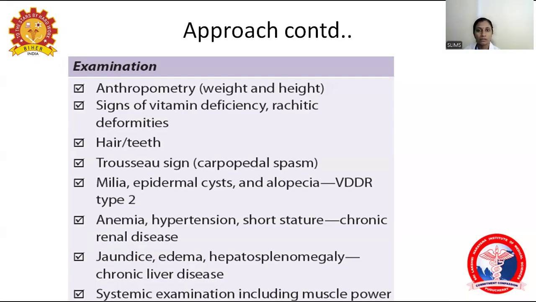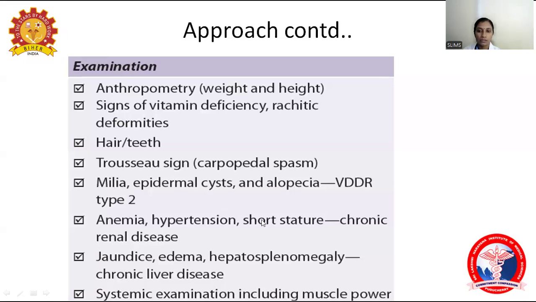Do the Trousseau sign, which is seen in carpopedal spasm. That is the one which I told you about in the OPD: by tying a BP cuff 20 mmHg above the SBP and holding it for 10 minutes, you will be able to see spasm. And for VDDR type 2, there are some subtle features like anemia, epidermolysis, and alopecia, which can be seen.